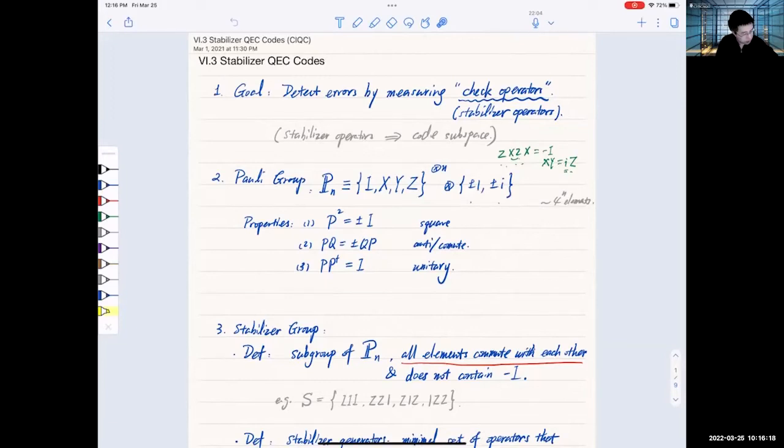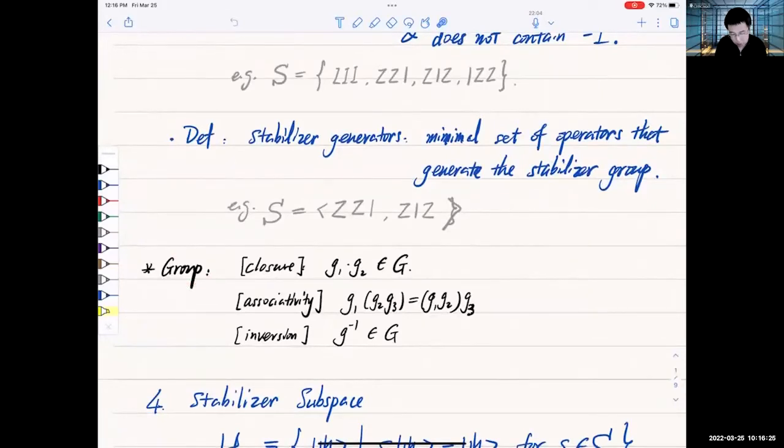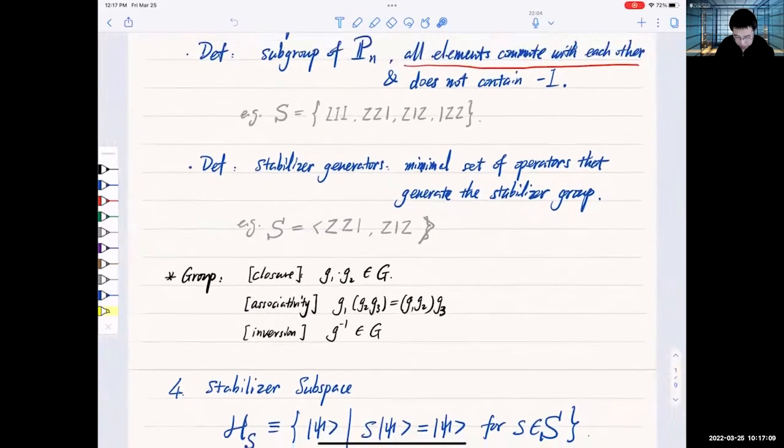Let me make sure everyone is on the same page. The mathematical definition of a group has three properties. It should be closed under multiplication: if there are two group elements G1, G2, the product of G1, G2 should also be in the group. Associativity: G1 times the product of G2, G3 should equal the product of G1, G2, then times G3. And the inverse of any group element should also be in the group. In our case, for the Pauli group, Pauli operator products are also in the group, the ordering of the multiplication gives you the same Pauli up to a phase, and the inverse of a Pauli is itself. So it indeed forms a group.